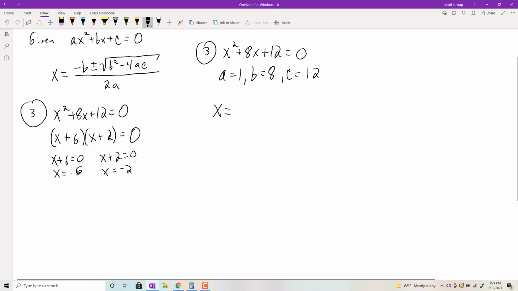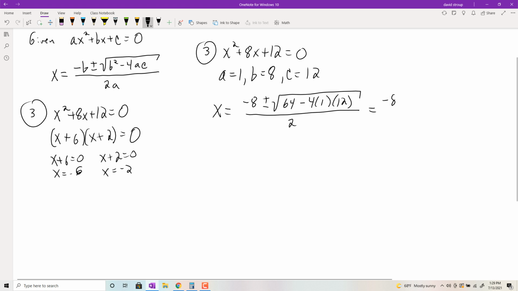So negative b is negative 8 plus or minus b squared. So 8 squared is 64. And then the rest of it I just kind of put in there. 4 times a times c. I'll leave that for later. All over 2 times a. 2 times 1 is 2. Okay. So you see how I did that? I did some of it in my head, but then I leave some of it for later.